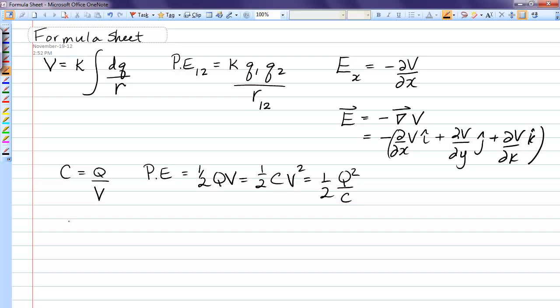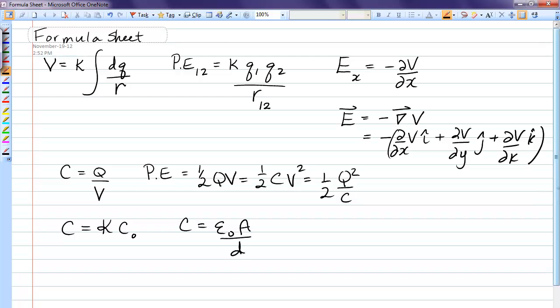Now, as far as dielectrics go, capacitance changes by a factor proportional to the dielectric constant kappa. So for a parallel plate capacitor, if you slip a dielectric between the plates, capacitance goes up. Kappa is always greater than 1. The formula for a parallel plate capacitor is epsilon naught A over d. A is the area of the plates, d is the separation of the plates.